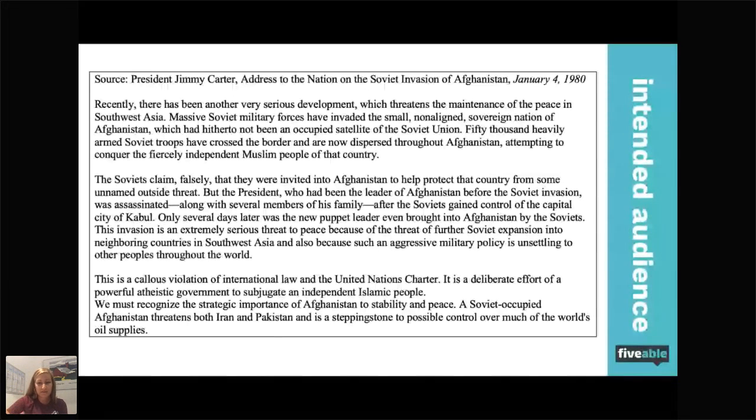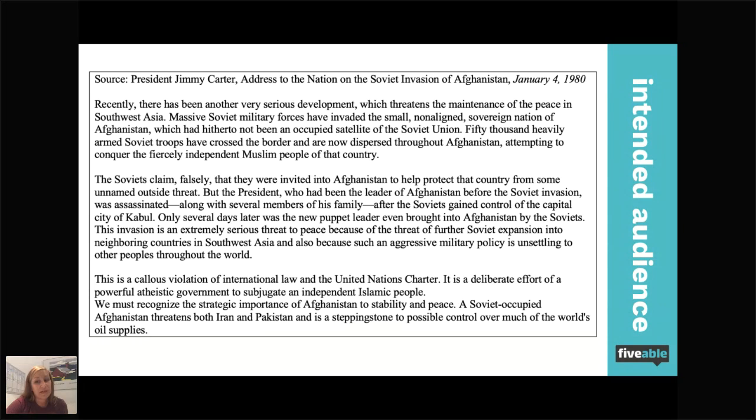All right. The audience, it says addressed to the nation. The nation that the president is a part of is the United States. It's a public address to citizens of the United States. Now, here's where I see some of you guys getting a little confused. It says addressed to the nation on the Soviet invasion. It's addressed to the nation, and the topic is on the Soviet invasion of Afghanistan.